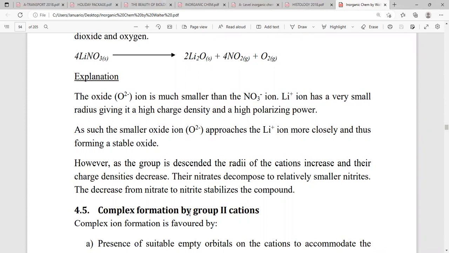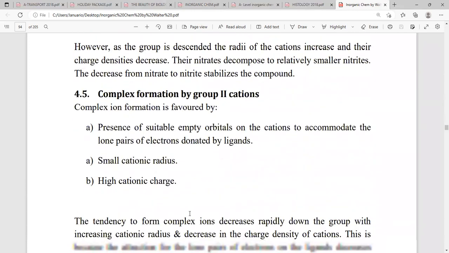You look at complex formation by group 2 cations, and we say for them to form a complex, it must be favored by the presence of suitable empty orbitals on the cations.